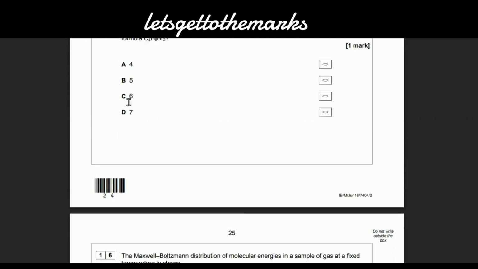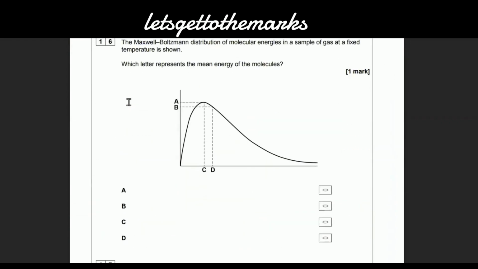Right, let's move down to 16. The Maxwell-Boltzmann distribution of molecular energies in a sample of gas at a fixed temperature is shown. Which letter represents the mean energy of the molecules? Well, the top of the peak here is the most probable energy. The mean is always to the right of that. So D is the mean.